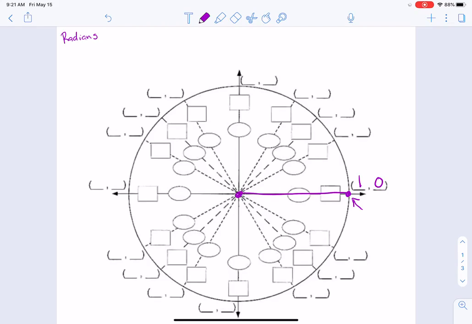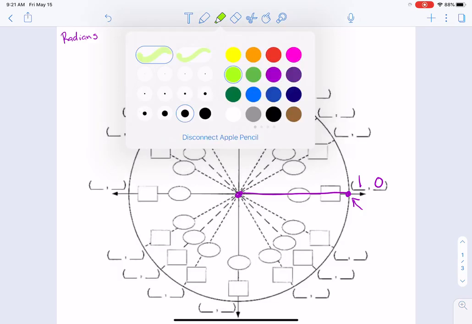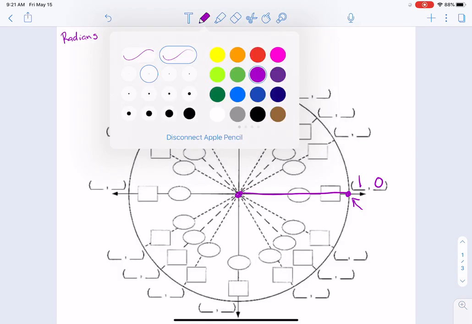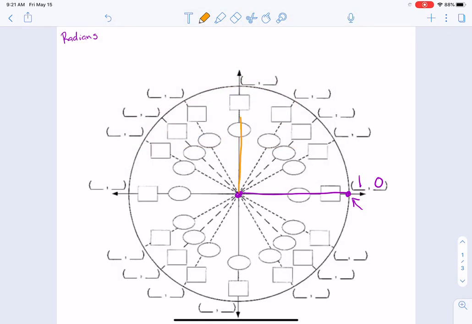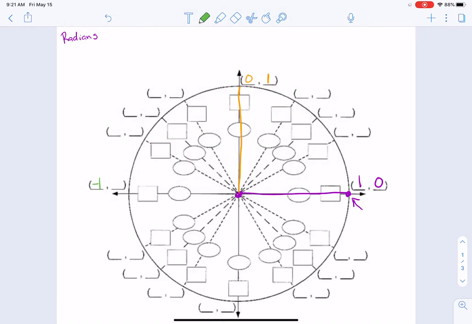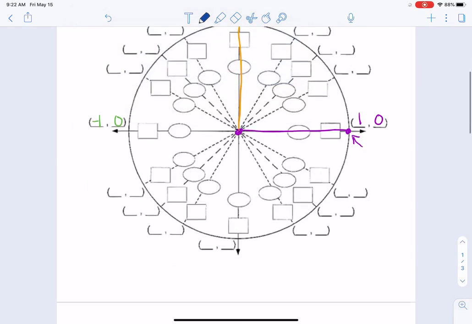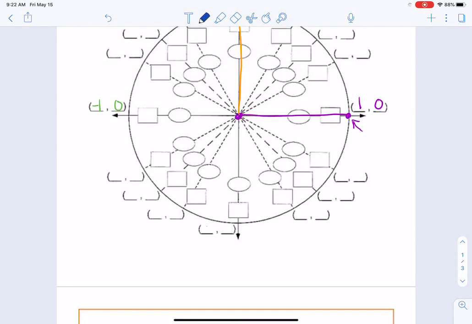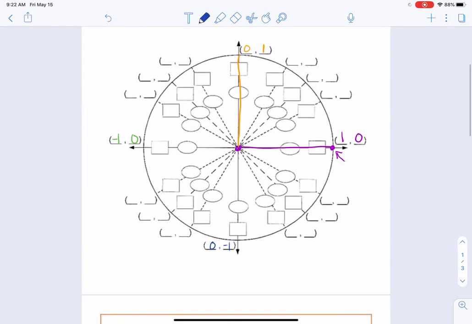If we were going to go straight up here, this is going to be over 0, so we're not going to the left at all. Our x value is 0 there, and then we're rising 1. Then if we went left, we would go -1 and 0. And then if we go down, we're going to go 0 left and right, but down -1. So that's kind of the basics of what we're doing here with this circle.